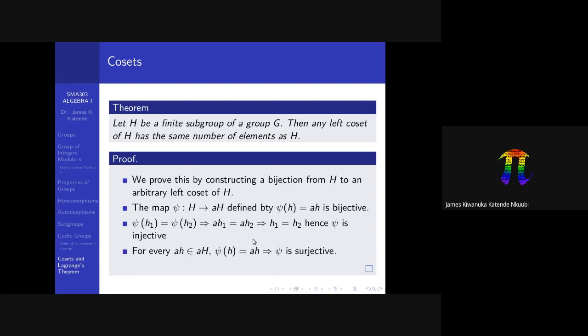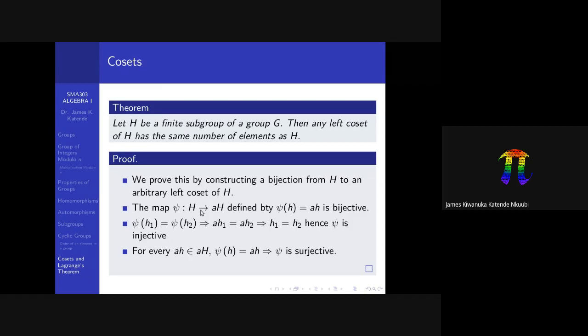The surjective bit is a little obvious because any element you pick in here will be of this form, A multiplied by H, where H is some element of the subgroup H. And such an element will clearly have a preimage of H. H will simply be mapped onto AH. So none of the elements here will be left out. It will be a surjective map. Every element here will have a preimage. So that means this map from H to AH is bijective.